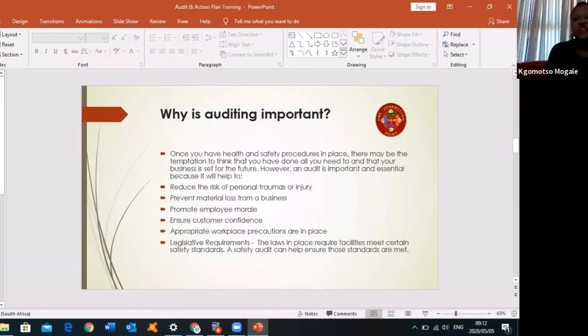So when we do the audit, we are able to measure. It's a measuring tool to see whether we are meeting the standards that we have set for ourselves. If not, then we can ask ourselves why, so that we can sit down and come up with other ways in which we can ensure that we are meeting the standards we have set for ourselves.